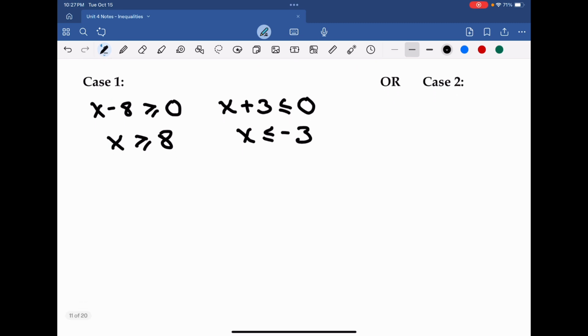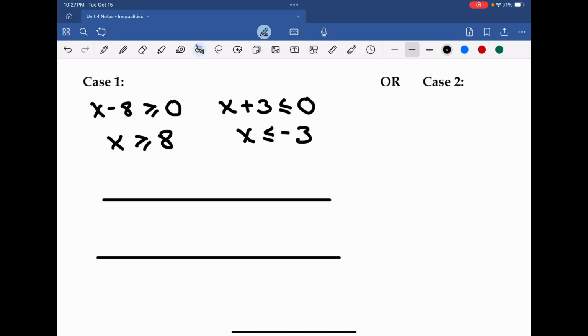We want to draw out two different number lines for this. So here's our first number line, here's our second number line. Make sure we put arrows on the ends representing that these continue left and right to infinity. On both of them, we're going to put our negative 3 here on the left-hand side of the number line. On the right-hand side, we're going to put 8.